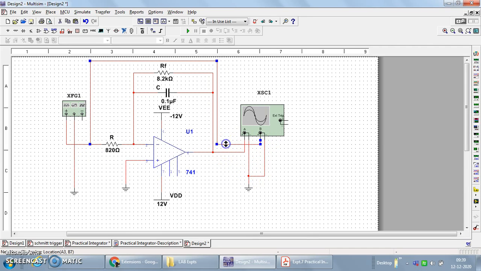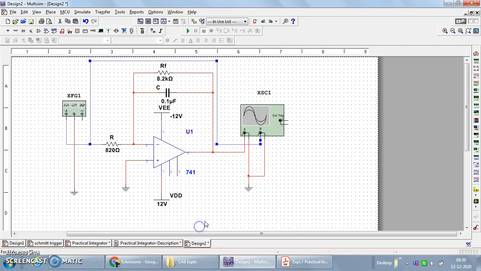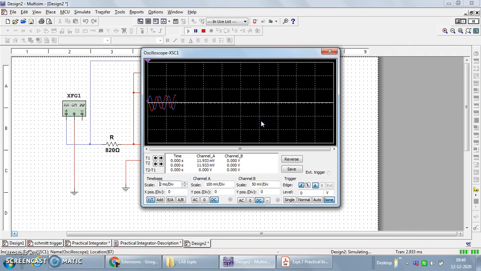To identify and differentiate between input and output, I will change the color of this to blue. Apply and then OK. Let us see if we are able to get the waveforms on the CRO. If I run the simulation, see, these are the waveforms. We should know that the input is in millivolts, so bring this scale into the millivolt range and adjust it to the appropriate value so that we are able to observe the waveforms.